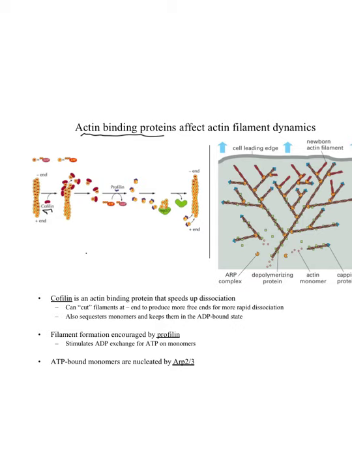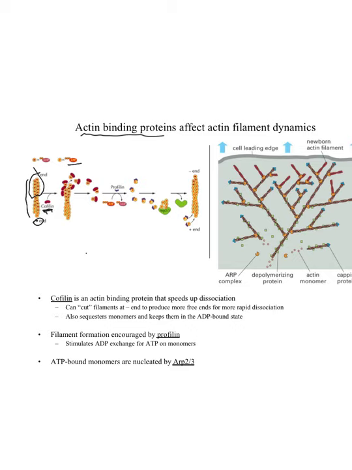Okay, so we're looking here at a filament of actin. Here's the plus end, and the plus end, remember, has the ATP-bound, more stable monomers, whereas the minus end is full of ADP-bound monomers, those less stable versions.